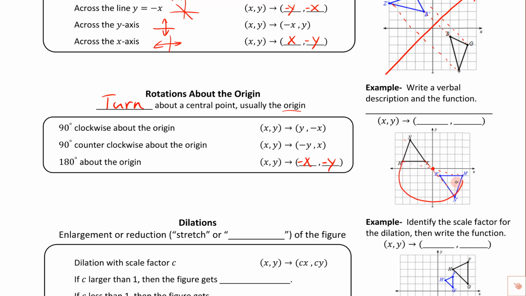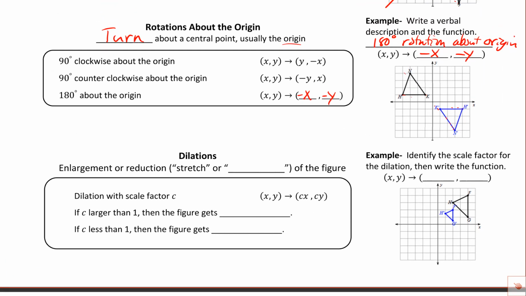We spin H around here, we spin K around here, and we spin N around here. Or you could go around the other direction. It wouldn't matter whether we went clockwise or counterclockwise. So this is going to be a 180 degree rotation. And again, we could say about the origin if you wanted to, but all of the ones that we deal with, we're going to be rotating about the origin. And so if we come over here, remember, this is the one where the x and y stay in the same place, but they do change signs. Okay, so that would be the rule. That's the function or the mapping that does a 180 degree rotation.